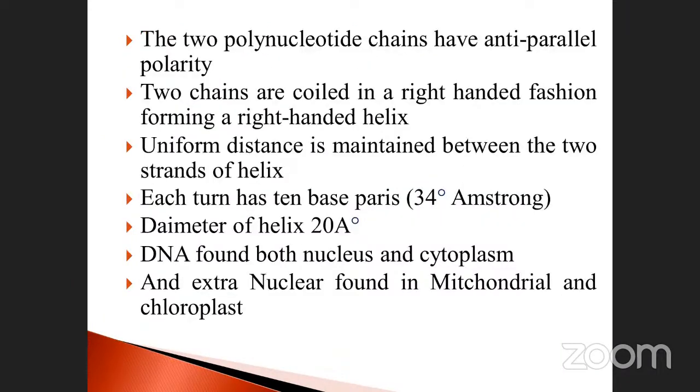So each turn has 10 base pairs, 34 Angstrom. In between two nitrogen bases, 3.4. Diameter of the helix, don't forget, my dear student. Diameter means in between the one phosphate molecule and another phosphate molecule, one sugar molecule to another sugar molecule, there is 20 Angstrom. Don't forget, this is also very, very important. DNA is found in both the nucleus and cytoplasm. And extra-nuclear DNA is found in the mitochondria and also the chloroplast. This is also very, very important.